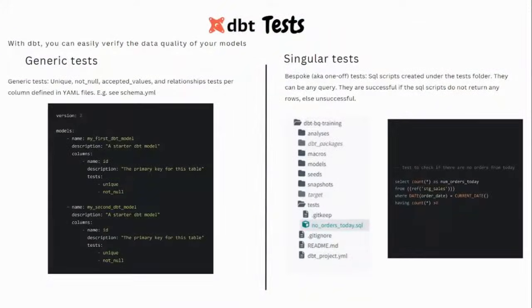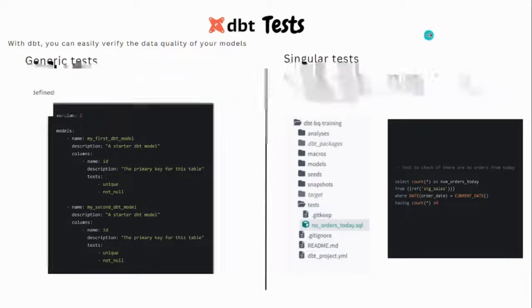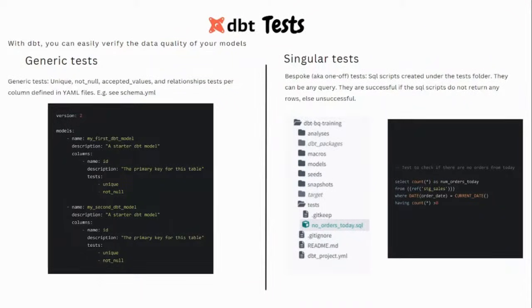DBT test is a way to test the data quality of your models. There are two types of tests in DBT. One is generic test, and the other one is singular, or you can say more customized test. In generic test, we can check the uniqueness, not null, accepted value, and relationship test per column in a YAML file.